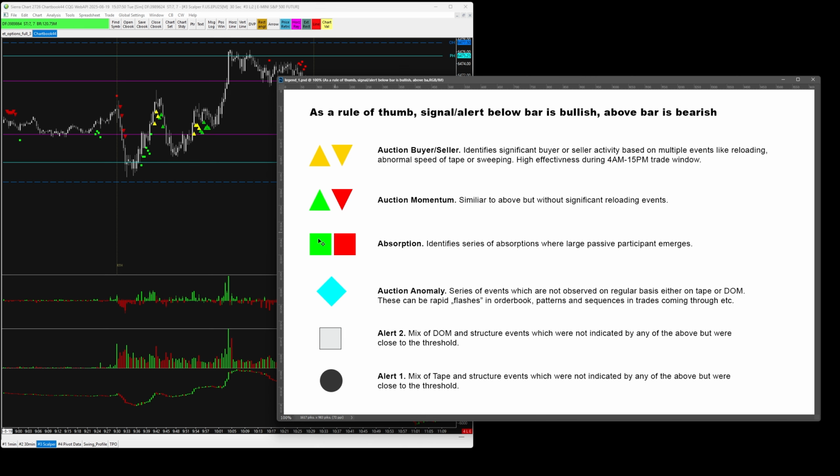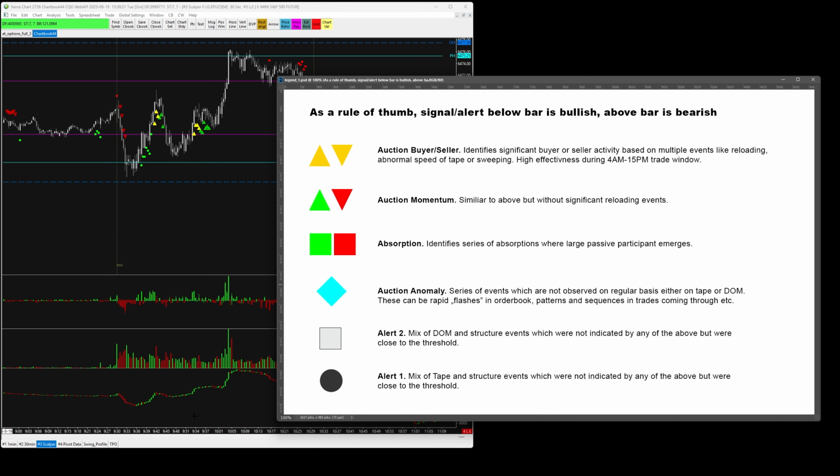Okay, then you have the red and green squares, and this is absorption. So this is just one kind of event, right? And it basically identifies where absorption of a large passive participant is emerging. This is kind of similar to what I was telling about here, but this is, let's say, a broader, more general way of describing what absorption is.